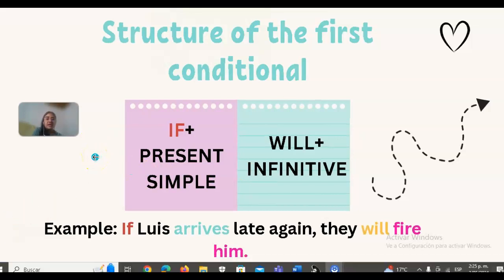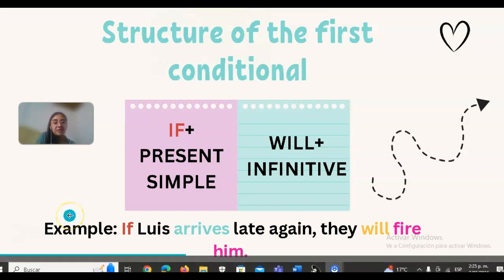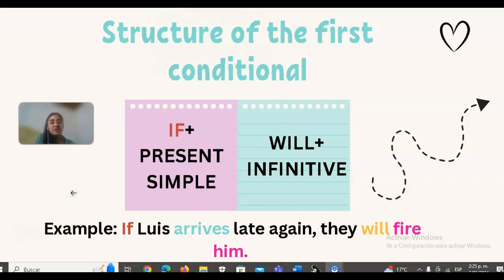We see an example of this structure in the following sentence. If Luis arrives late again, they will fire him. Here, the if is placed first, then the subject, which in this case is Luis, then the present simple, which is arrives, the complement, which is optional, which is late again, then the will, and finally the verb after will, which must be in the infinitive, in this case, fire him.